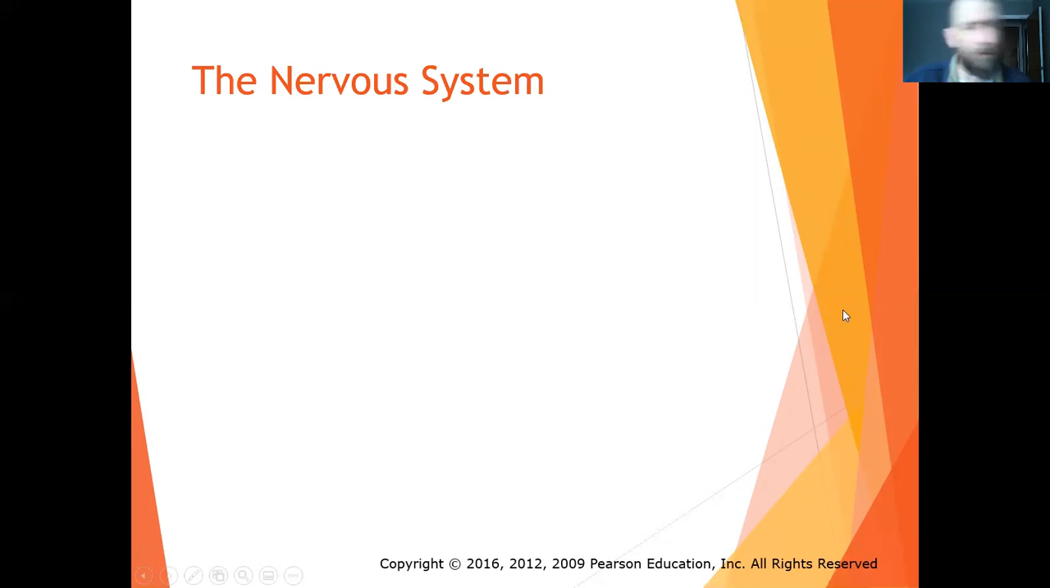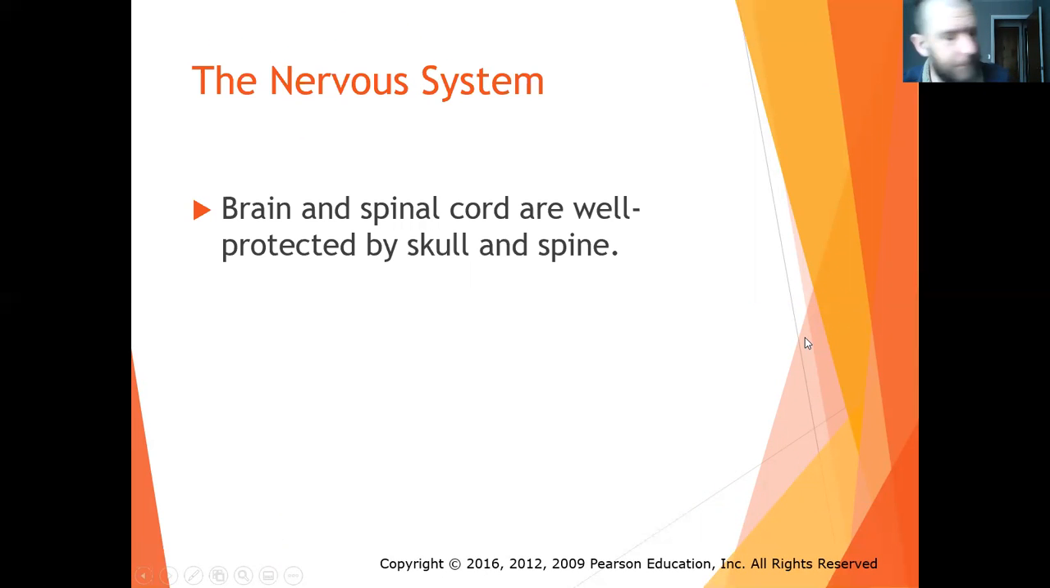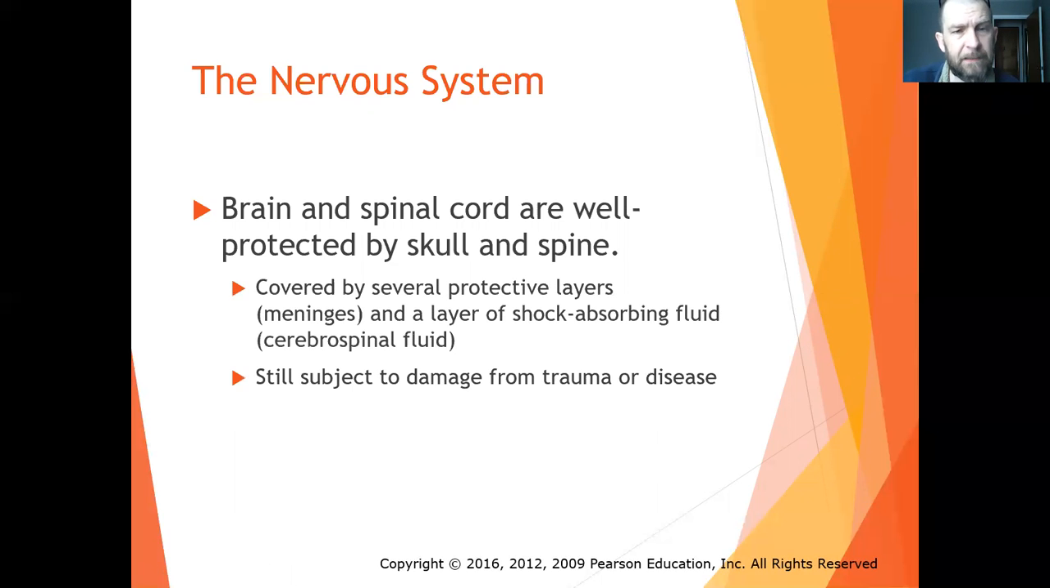All right, let's talk about the nervous system and how we can disrupt that. As we know, the brain and spinal cord are protected well by the skull and the spinal column. So we'll need to know a couple things here. The brain and spinal cord have several protective layers. These are kind of tough fibrous layers called the meninges.